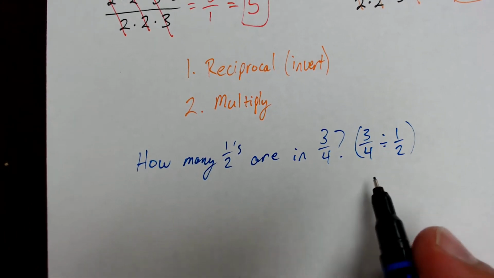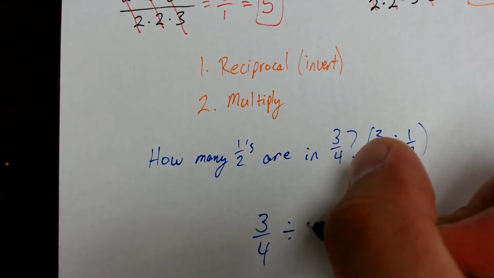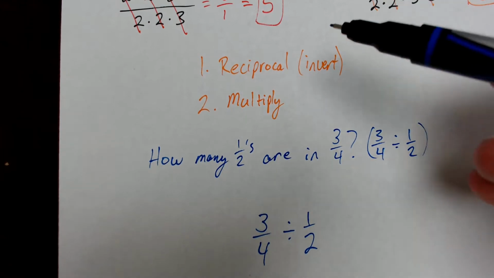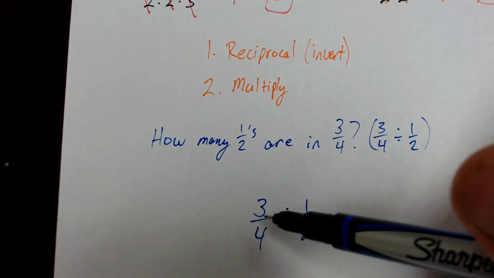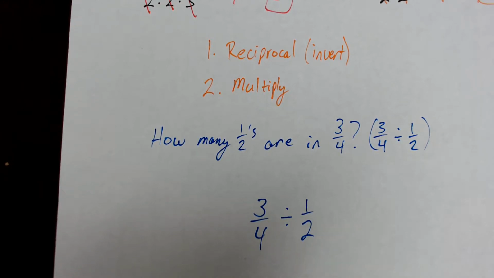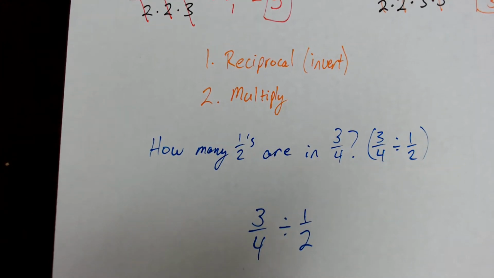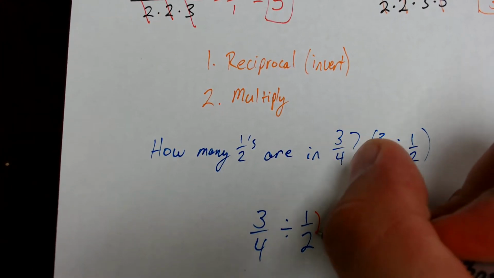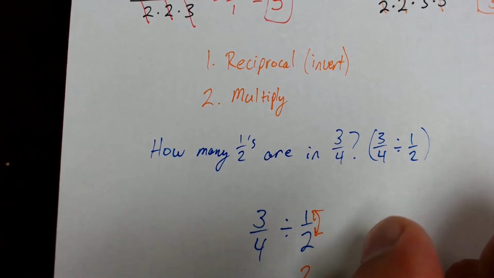So let's go ahead and solve this. 3/4 divided by 1/2. We're going to use our 2 steps. The first step is the divisor: we're going to find the reciprocal. What is the reciprocal, or the inverse, of 1/2? That's 2 over 1. So first I'm going to invert, or find the reciprocal of 1/2, and this number is going to change into 2 over 1.